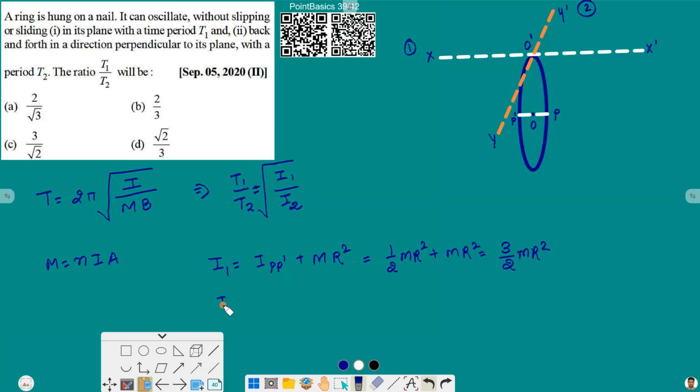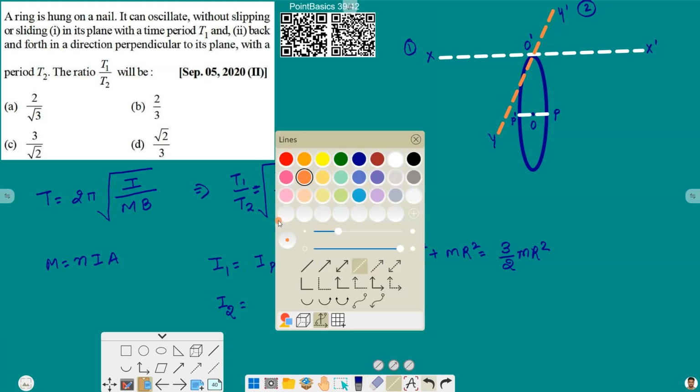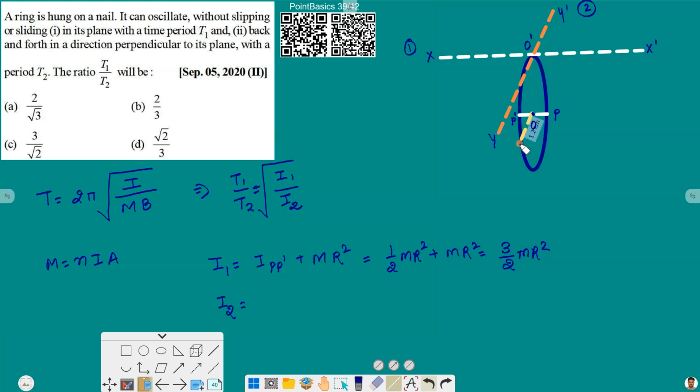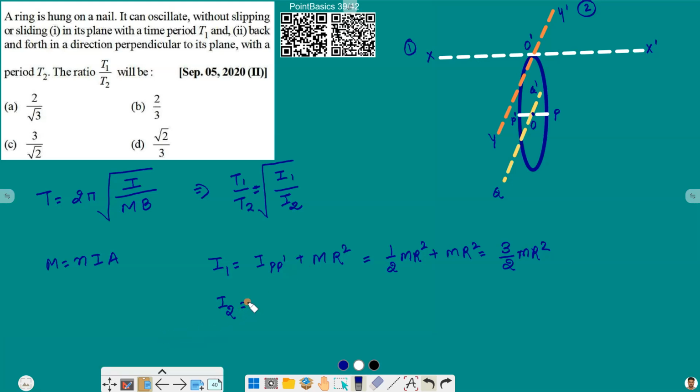Now going for the second. This second axis is perpendicular to the plane of the ring. So similarly, we can draw an axis that is perpendicular to the plane of the ring and going through the center of the ring. Let's call it Q dash. So I2 will be the moment of inertia, as Q dash and Y dash are parallel, so it will be I Q dash plus MR square.